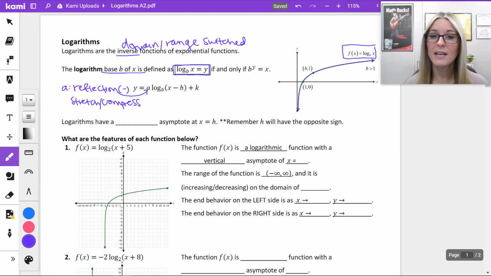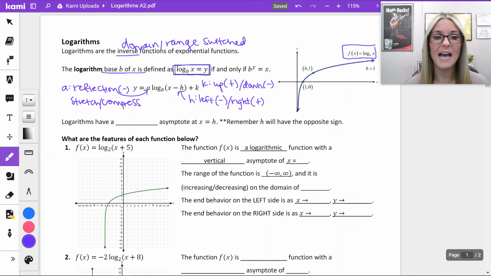Log base b. Now b will have some sort of value for its base. And then our quantity x minus h. We've used h before. h will show us a left shift if it's negative, or a right shift if it's positive, going opposite directions for those left and right inside values. And then k, you remember, goes up if it's positive, or down if it's negative. That's our up and down movement.